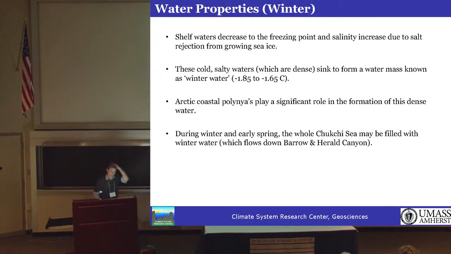So in winter, obviously it cools down. It was maybe 10 degrees C in the summer, and then gets down towards freezing point. Sea ice then occupies this area. A cold, salty water mass forms partly as a result of sea ice forming in this region. It's called the winter water mass. It's very dense and sinks. Actually, over time it can occupy a large portion of the Chukchi Sea.